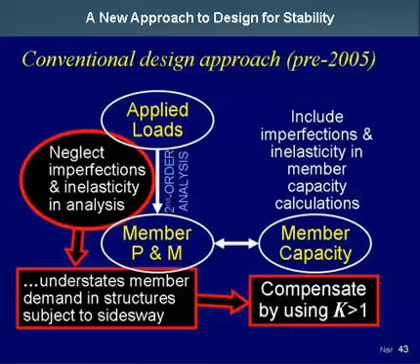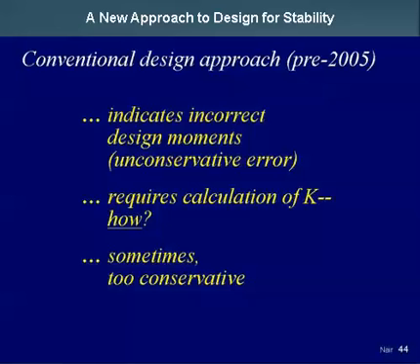Now, let's go back to the conventional approach. You remember that, where we neglect imperfections and inelasticity and compensate by using K greater than 1, and that had these three problems with it. And let us see what happens to these problems under the new specification.